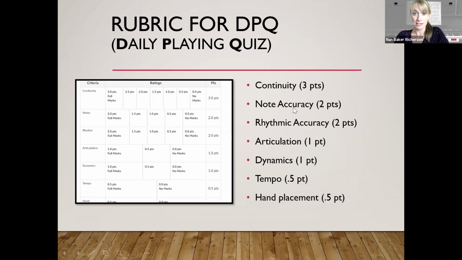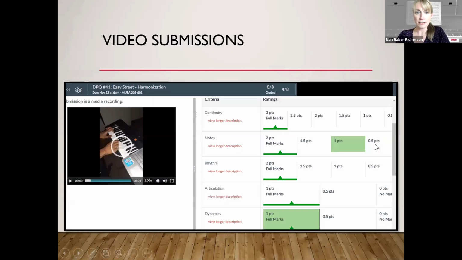So as long as you have access to video, you could do it this way if you wanted to. And then finally, when my students submit, this is just a picture of what it looks like. I have to be able to see their hands, and then I can kind of grade. I put my rubric beside their video, and you can see how that works.